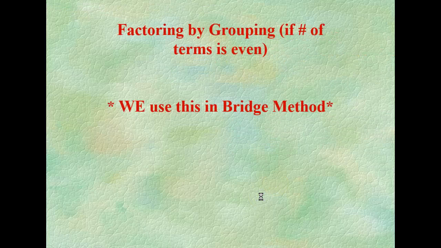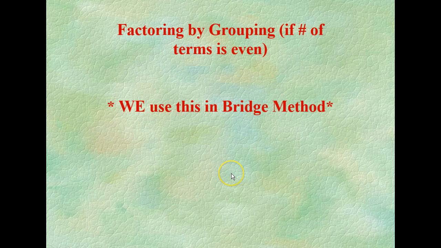Okay, the next type is called factoring by grouping. You use this when the number of terms is even, greater than 2. So we're not going to do it with 2 terms, because 2 terms is just a GCF, or a difference of squares, or a difference of cubes too. But when we have 4 terms, or 6 terms, or 8 terms, we're going to use factoring by grouping.